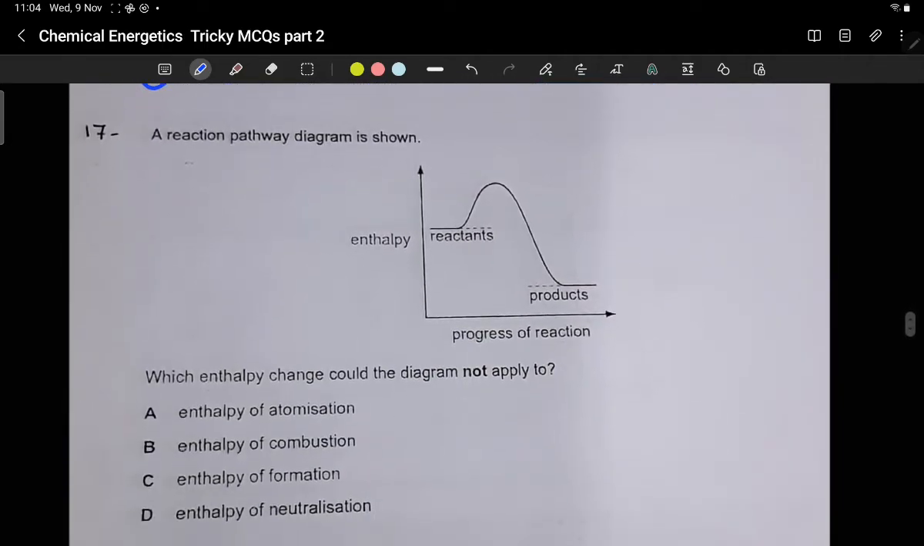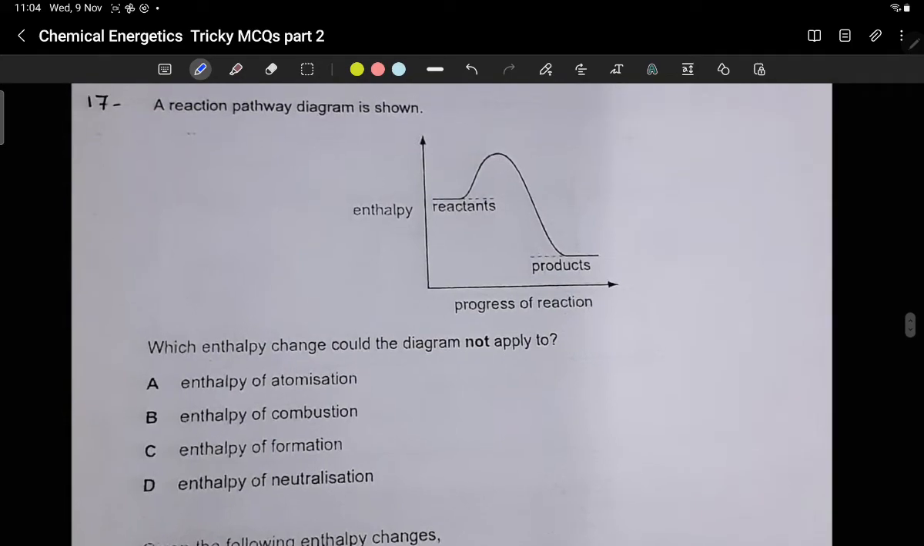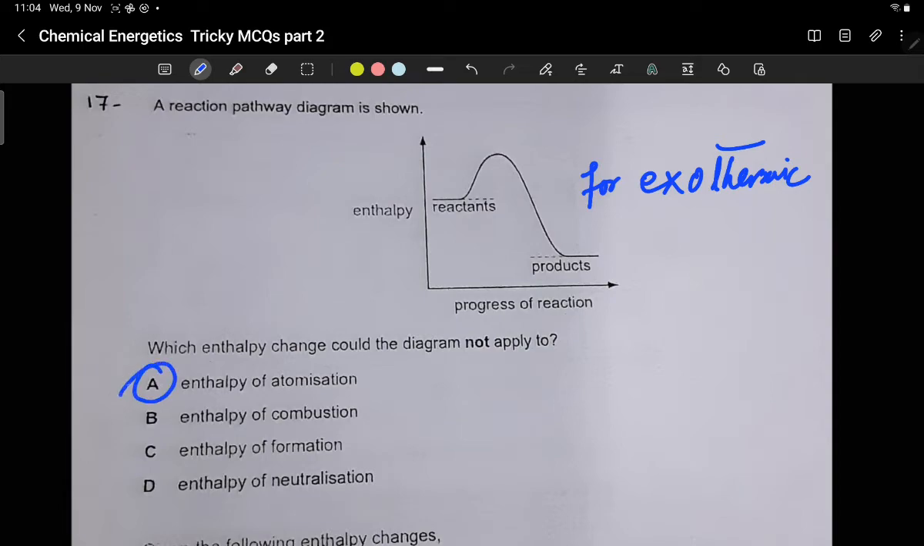The reaction pathway diagram is shown. Which enthalpy change could the diagram not apply to? This is an energy profile diagram for an exothermic reaction. Enthalpy change of atomization is always positive. So this is the correct option, because enthalpy change of atomization is endothermic.